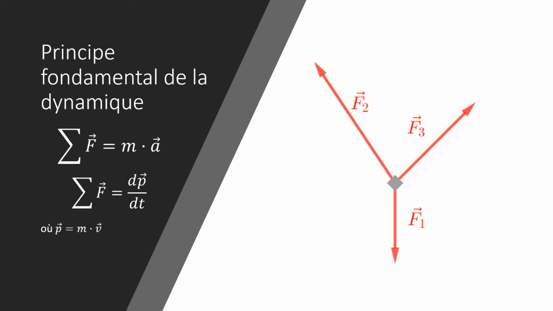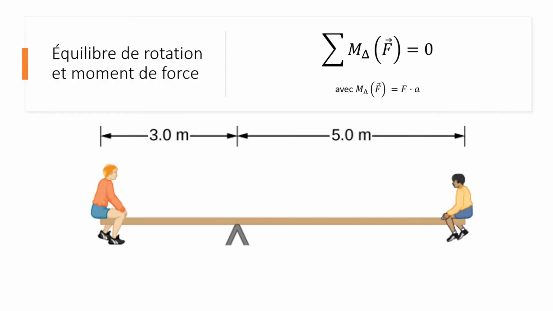So to summarize, if forces act on a body and these forces sum up to something which is non-zero, that means that the momentum of the body is going to change. It can change either in direction or in magnitude. Now let's talk about rotation.